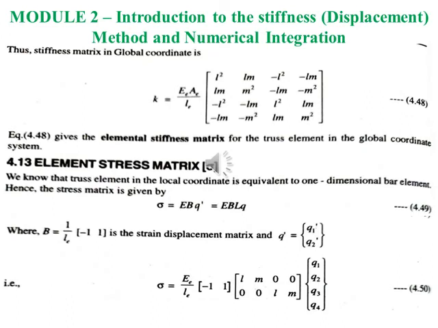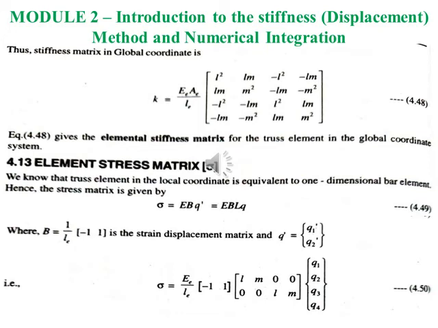So here on simplification and multiplication, we get the global stiffness matrix, K is equal to AE divided by L into [l^2 lm -l^2 -lm; lm m^2 -lm -m^2; -l^2 -lm l^2 lm; -lm -m^2 lm m^2]. So this is equation 4.48, which gives the elemental stiffness matrix for the truss element in the global coordinate system. So this is the stiffness matrix for the truss element in the global coordinate system.